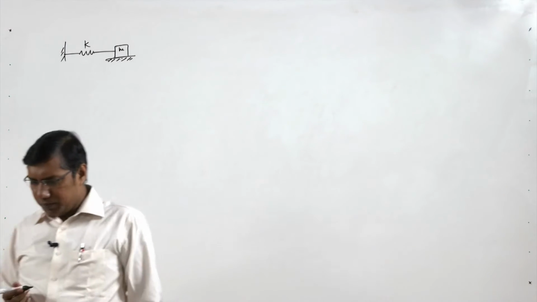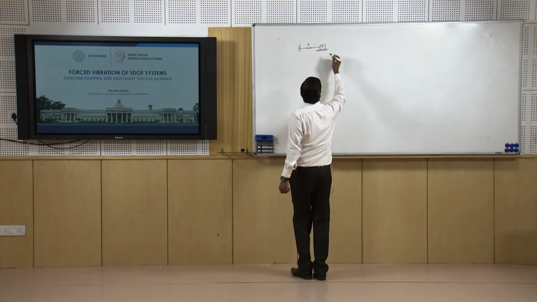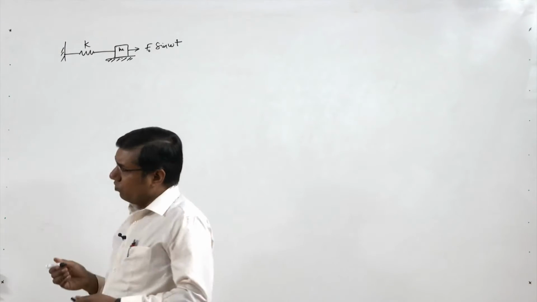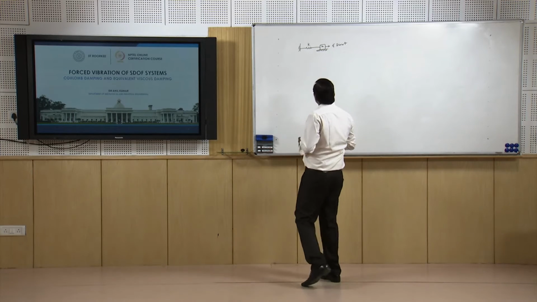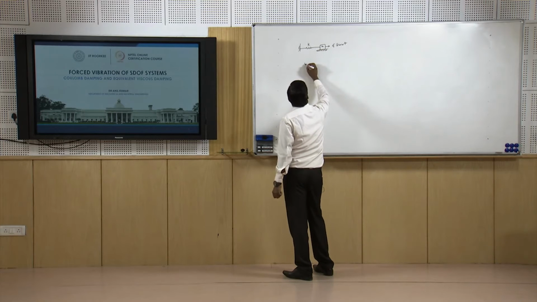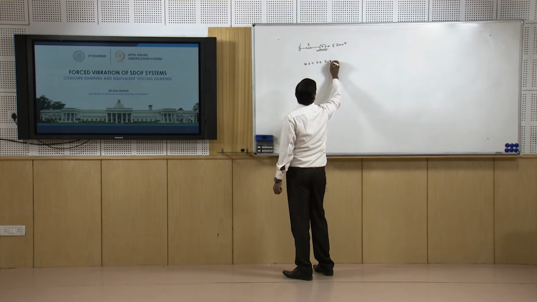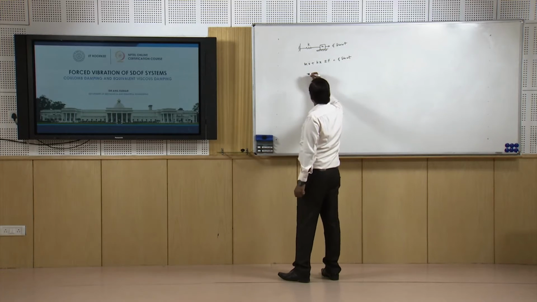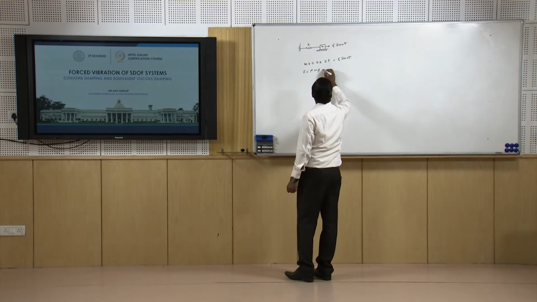So let's take a system. We have a spring mass system that is moving on a dry surface, and there is some force applied, that is F0 sine omega t, the harmonic force. So if we write the equation of motion for this kind of system, it is m x double dot plus kx, plus minus F, equal to F0 sine omega t. Here F is mu times m into g, that is the frictional force.